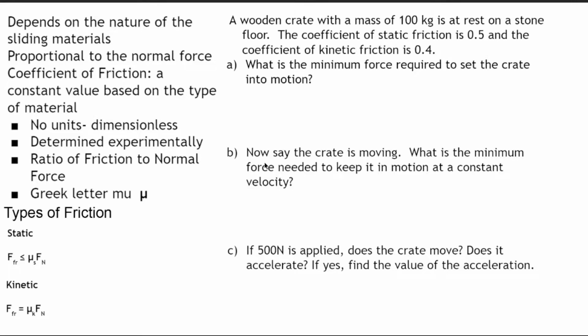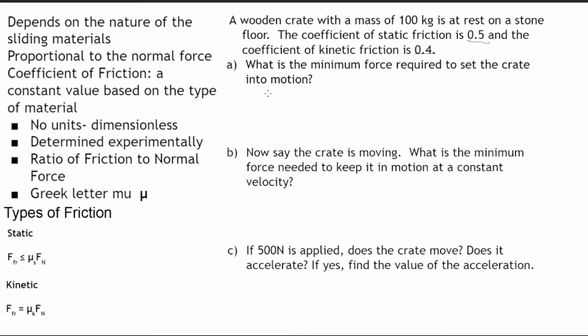The idea of static friction: to set the crate into motion means we start static, or motionless, and we're going to try to get the crate to start accelerating. So we want to find the minimum force. We have our mass of 100 kilograms, and we're using our static friction of 0.5, so let's make sure we remember that. Our kinetic friction is less than that, so we need to make sure we have those.